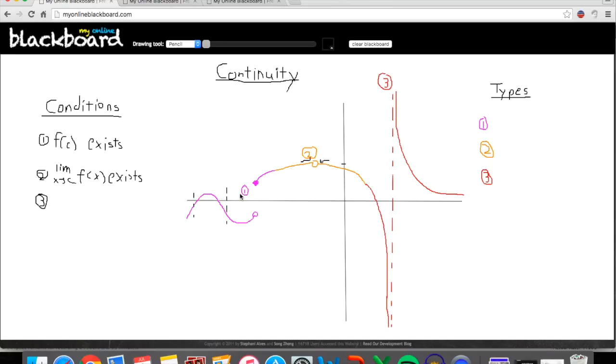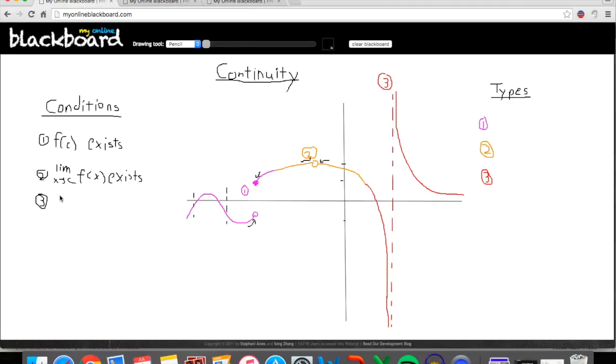There's also a point here where f of c does exist at number 1, but it's discontinuous because the limit does not exist. F of c exists. At this point, this is the value, but if you take the limit, as you approach it from the left, it actually approaches this value over here, but if you approach it from the right, it approaches a different value, so the limit does not exist. As you can see, both of these conditions are essential.